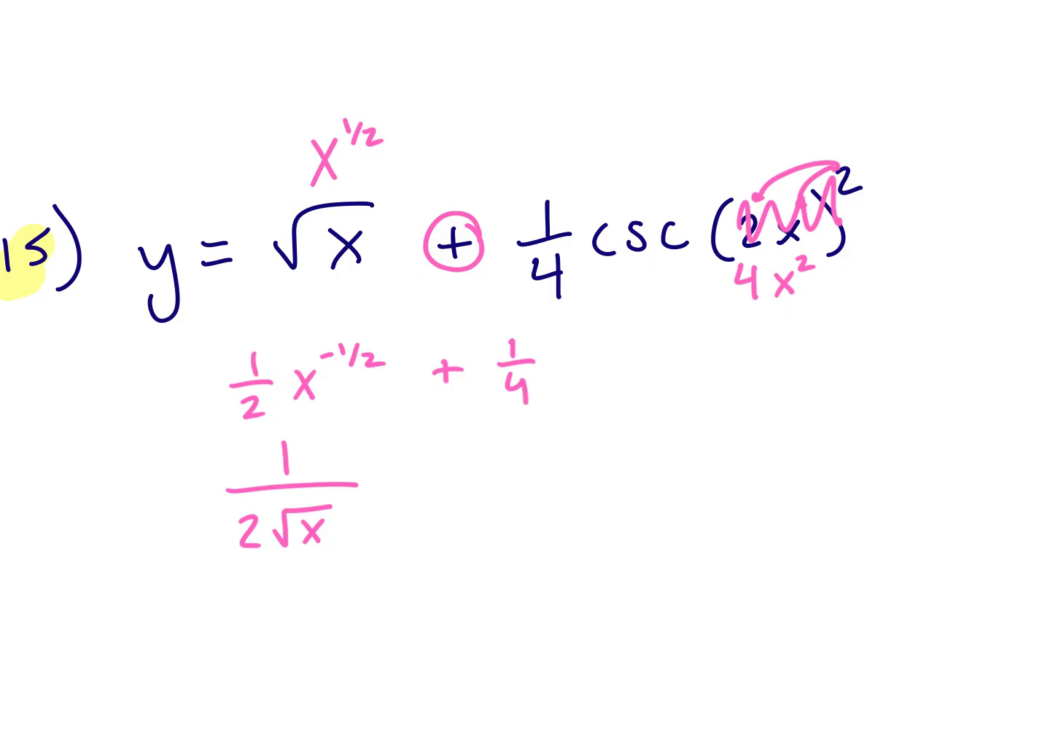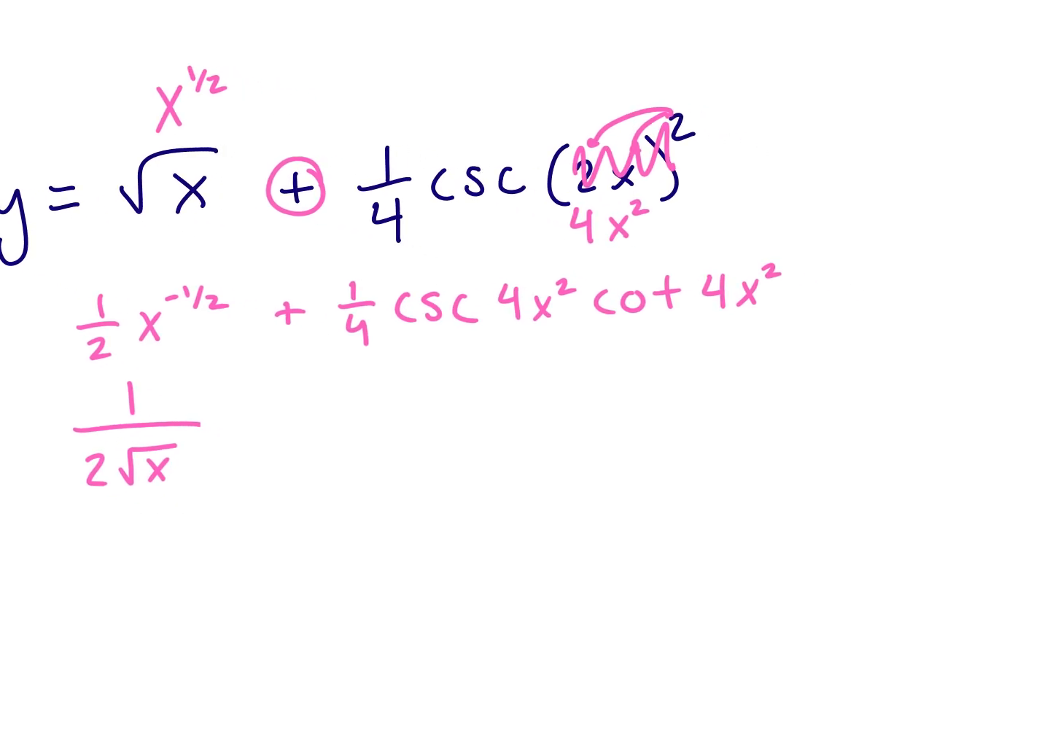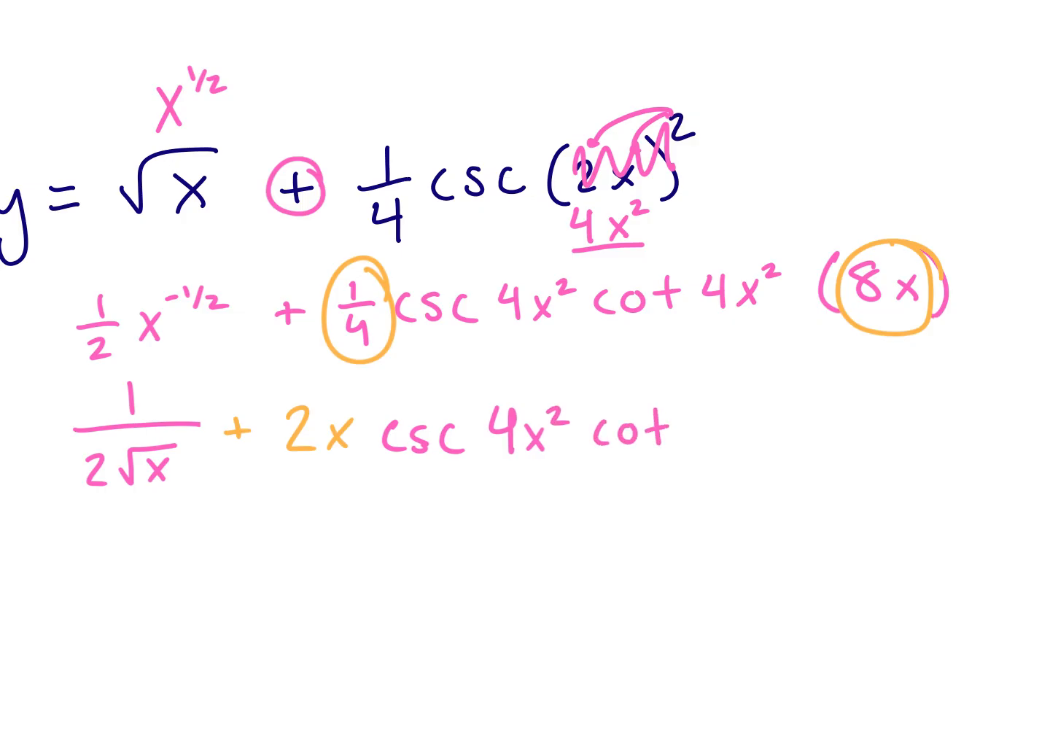What's the derivative of cosecant? Cosecant, cotangent. So cosecant of 4x squared, so our x value stays the same, times cotangent of 4x squared, times the derivative of what we're taking the trig function of. So what's the derivative of 4x squared? 8x. Awesome. We can simplify this a little bit more. What is 1/4 times 8x? 2x. Awesome. So 2x times cosecant of 4x squared, cotangent of 4x squared.